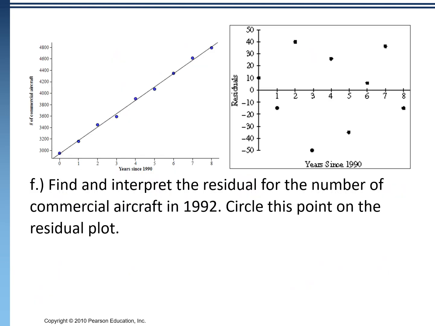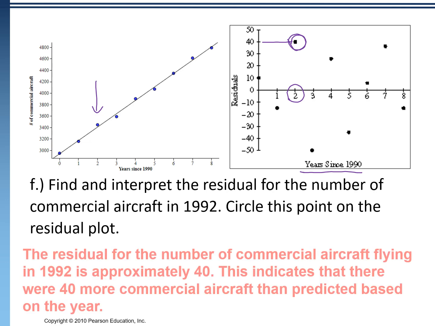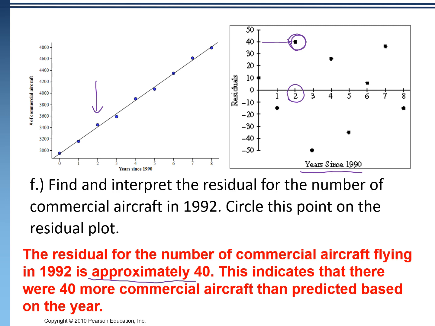Find and interpret the residual for the number of commercial aircraft in 1992. Circle this point on the residual plot. So since our explanatory variable is years since 1990, we are going to look for year 2. That would be 1992. And we're going to circle the point corresponding to year 2. That's the residual for that value, and it looks like it's about 40. We can also see it in the scatter plot. It's a little above the line of best fit, and the residual is telling us the distance from that blue point to the line of best fit. So first we'll identify it by noting that it's approximately 40. It's good to write approximately in front of any value that's not calculated specifically or exactly.